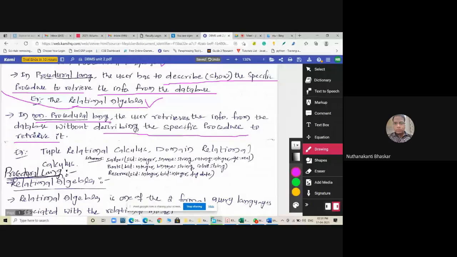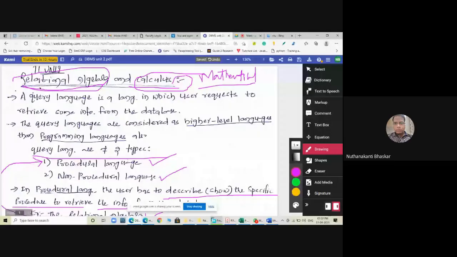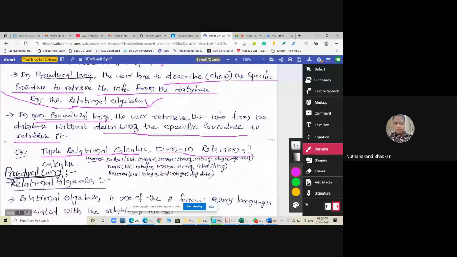For example, calculus. Relational calculus is again categorized into two types: tuple relational calculus and domain relational calculus. These are the two languages under relational calculus. Relational calculus is a non-procedural language. There is no procedure or functionality to retrieve the data from the database.